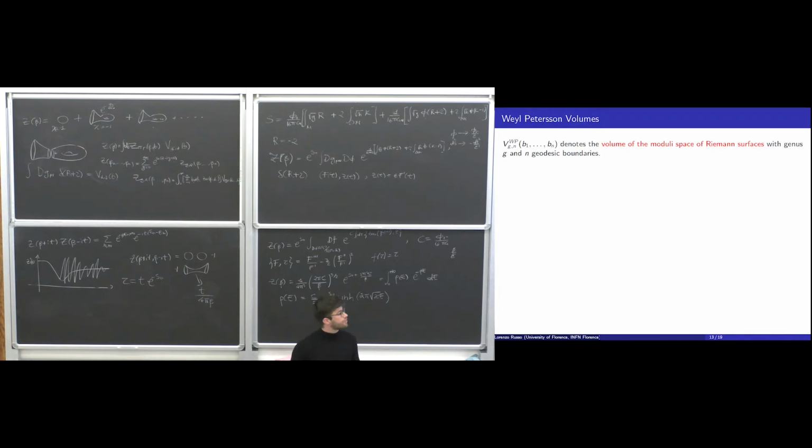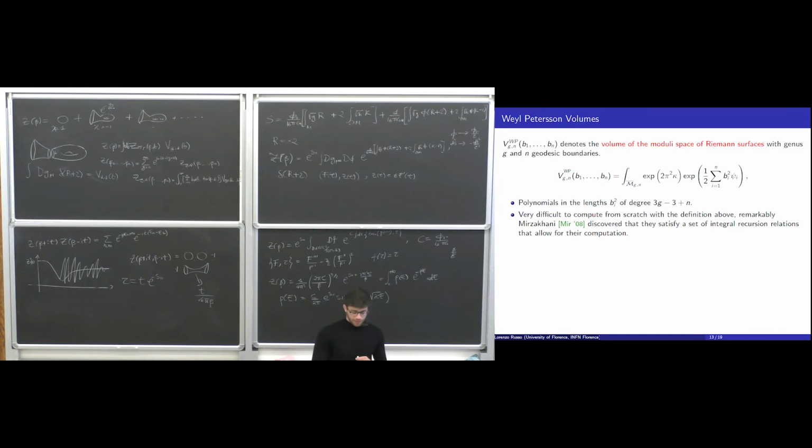They actually have an algebraic geometry definition that we will not need, but I included it here for reference. They can be computed through this integral over the moduli space of Riemann surfaces of some cohomology classes, this K and this psi. But what matters about this formula for us is that these volumes might look like very complicated functions, but they are actually polynomials in the length of the boundaries of our Riemann surfaces, and they have, in this case, degree 3g minus 3 plus n.